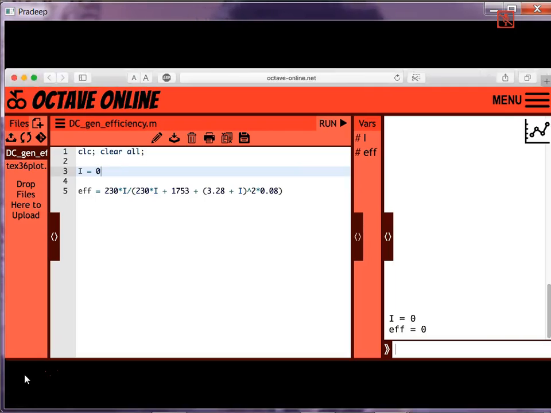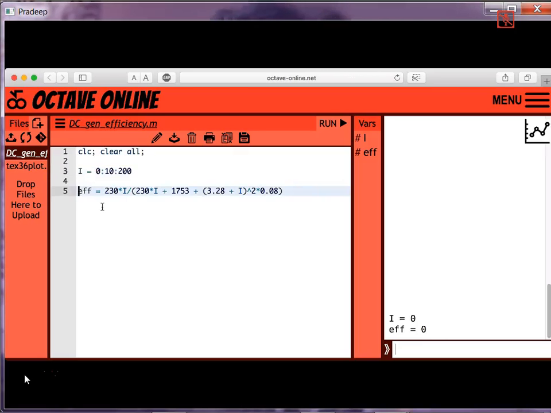Okay, so now I'll define 0 colon 10 colon 200. Now look at line number 3. I'm defining I equal to 0 colon 10 colon 200. This will create a series of values for the current, in steps of 10. That means 0, 10, 20, 30, 40, 50 and so on up to 200. Like that it will create the series of values. So let me just comment the efficiency. I'll run this and show you.